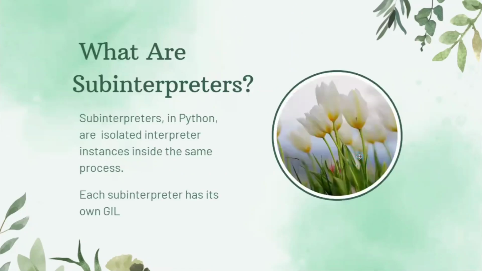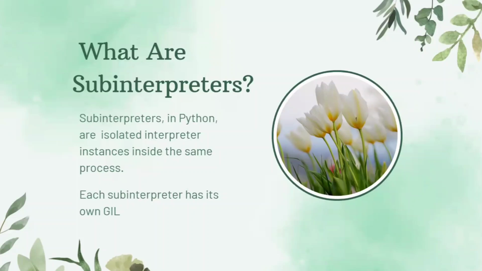First, what are sub-interpreters? In normal Python, you have one main interpreter, also known as the global interpreter lock, or the GIL world. The GIL is the reason why Python cannot truly run multiple threads in parallel, right? Even if you are using threading, only one thread runs Python code at a time. Others just wait their turn.